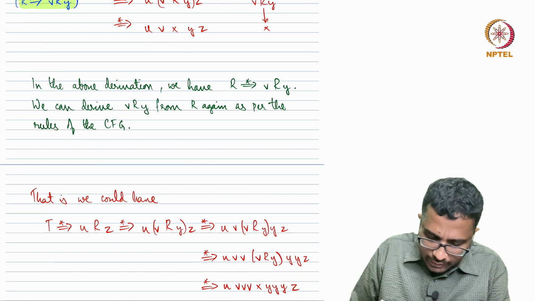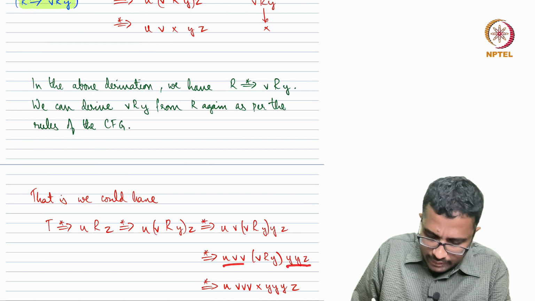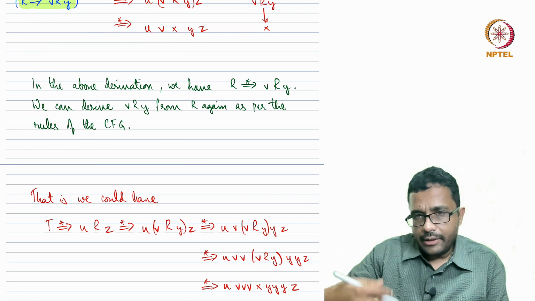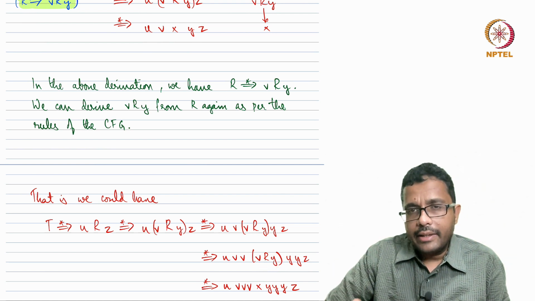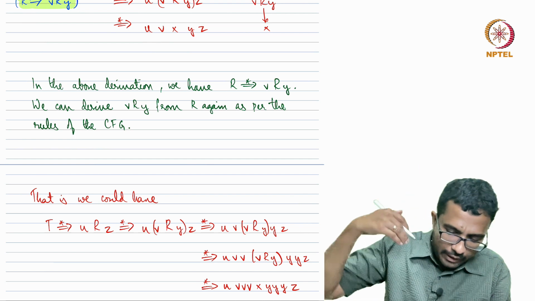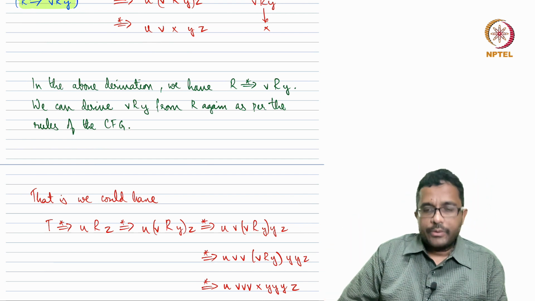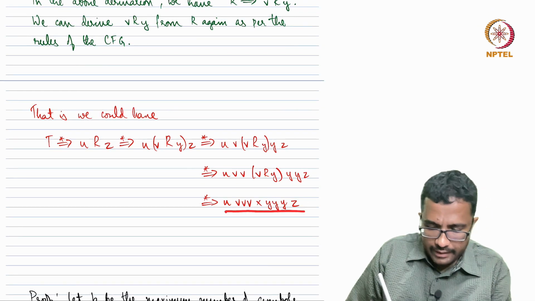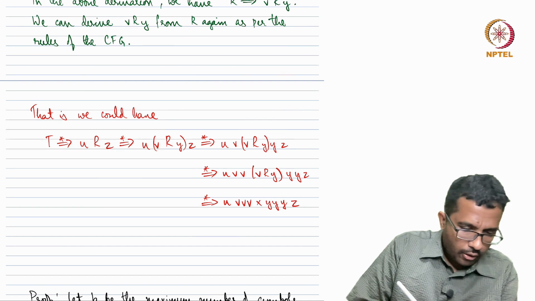And we may do this again. So you have UVV at the beginning and YYZ at the end, and this middle R is going to give VRY. So we may use that rule. If R is able to derive VRY as per the rules of the context-free grammar, we can apply it again and again. So this means I can get some string like UVVVXYYYZ.